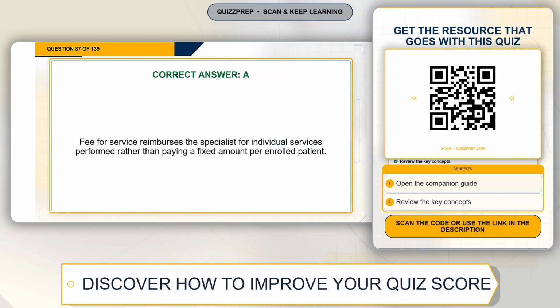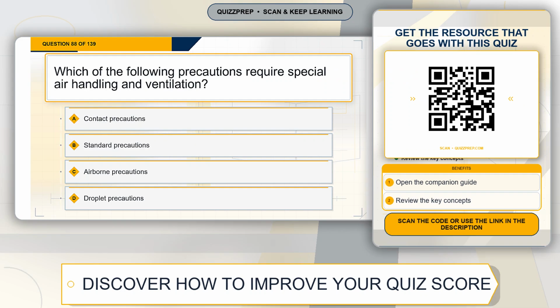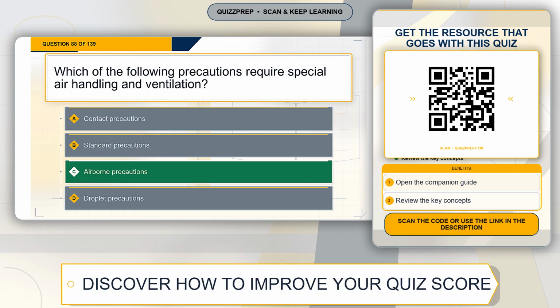Explanation. Fee-for-service reimburses the specialist for individual services performed rather than paying a fixed amount per enrolled patient. Question 88. Which of the following precautions require special air handling and ventilation? Option A, contact precautions. Option B, standard precautions. Option C, airborne precautions. Option D, droplet precautions. The correct answer is option C, airborne precautions.